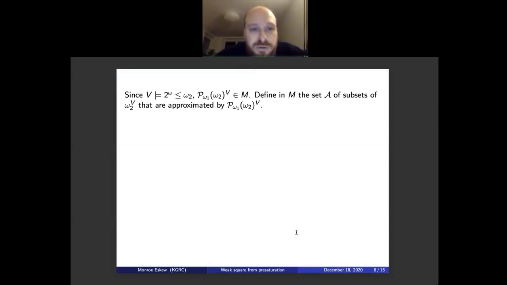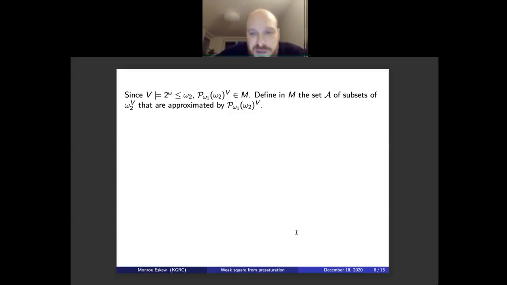So let's get started. We have to build some objects. Now, since we assume that the continuum is at most omega 2, the set of countable subsets of omega 2 also has size omega 2. And the set of all those things from V is an element of M. The reason is you can just list them in a sequence of length omega 2, apply j to that, and then cut it at the ordinal omega 2 of V. That will be the original sequence. So that's an element of M.